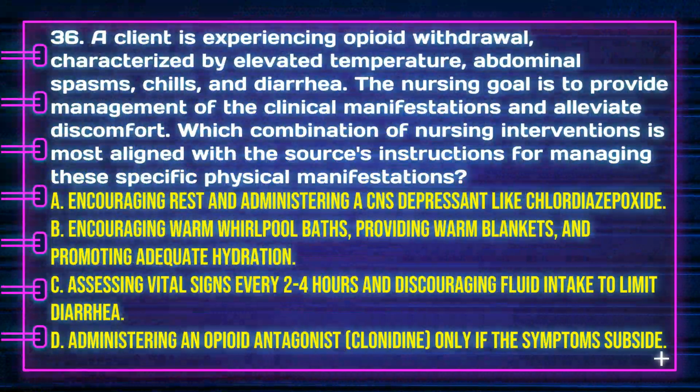36. A client is experiencing opioid withdrawal characterized by elevated temperature and abdominal spasm, chills, and diarrhea. The nurse's goal is to provide management of the clinical manifestations and alleviate discomfort. Which combination of nursing interventions is most aligned with the source's instruction for managing this specific physical manifestation? A. Encouraging rest and administering a CNS depressant like chlordiazepoxide. B. Encouraging warm whirlpool baths, providing warm blankets, and promoting adequate hydration. C. Assessing vital signs every 2 to 4 hours and discouraging food intake to limit diarrhea. D. Administering an opioid antagonist, clonidine, only if the symptoms subside.